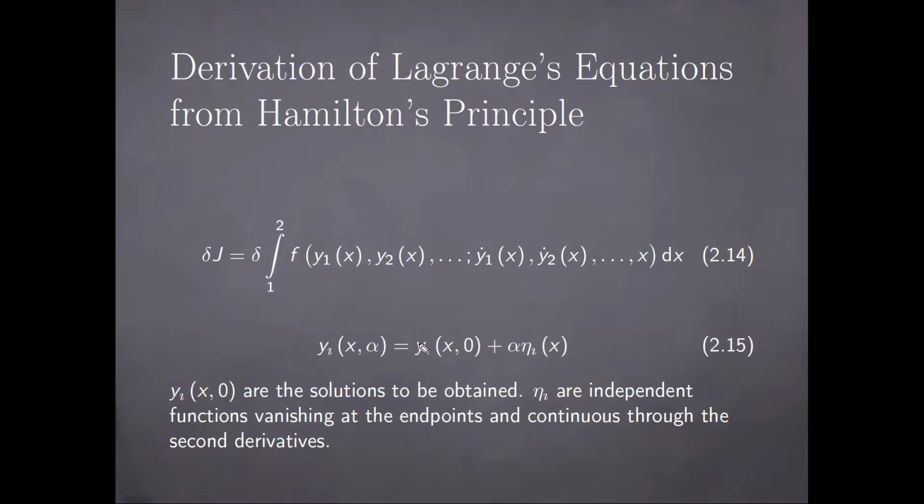So the functions of parameter x and an additional parameter alpha, which describes the parametric variation of these curves, is given by a function y of x and alpha equals 0, which corresponds to the correct path, plus parameter alpha multiplying a function eta. So these are the solutions to be obtained, and the functions eta are independent functions vanishing at the endpoints and continuous through the second derivatives.